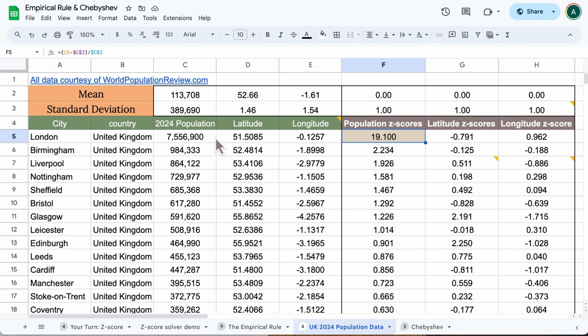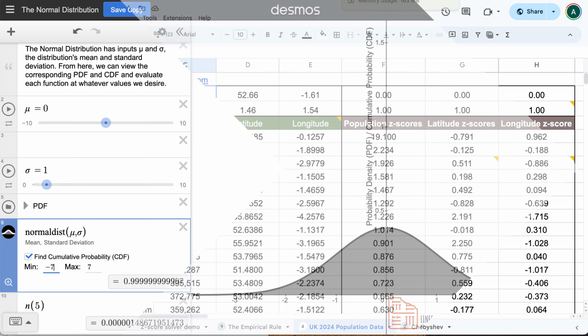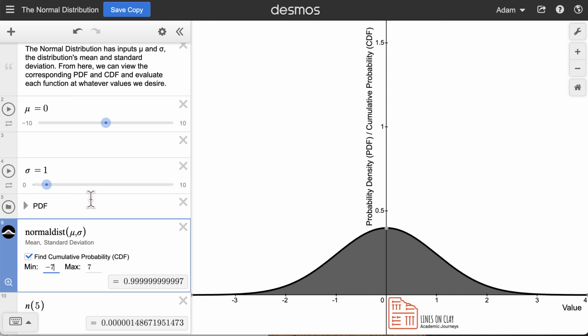We're looking at a z-score of 19.1, that the London population is 19.1 standard deviations bigger than the average, or the mean population, of 113,708. To demonstrate really quickly that this is just not normally distributed, remember 19 z-scores. So we would have to go between negative 19 and positive 19.